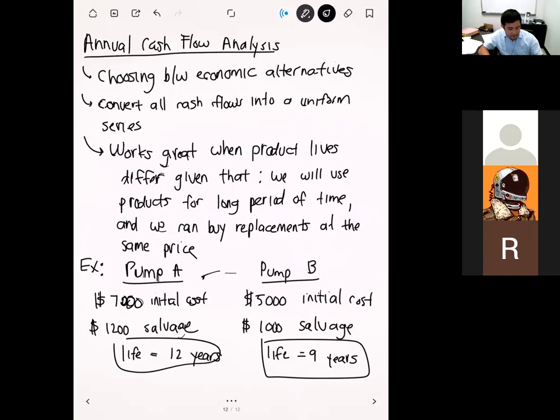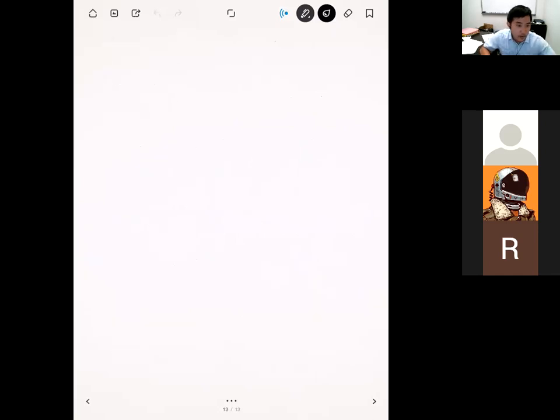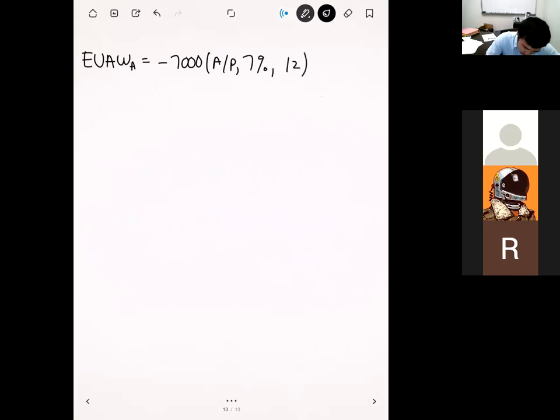Okay, so let's do this analysis using annual cash flow, and we'll see that it's fairly simple. Let's compute the EUAW, or the equivalent uniform annual worth, for option A. We're going to convert everything into a uniform series. First we have our initial cost of $7,000, and to convert this to a uniform series, we need an A over P, 7% and 12.